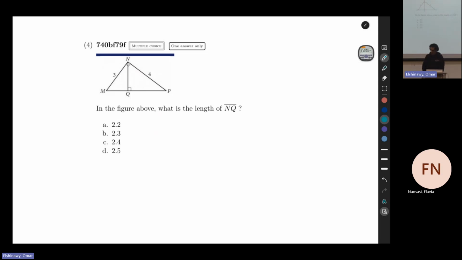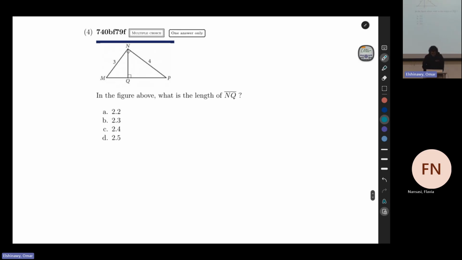Hey, Omar, I want to do this exercise, and then we'll do it together. I think this is an interesting exercise, because I think it's the first exercise that doesn't talk about angles and talks about the lines and lengths of lines.